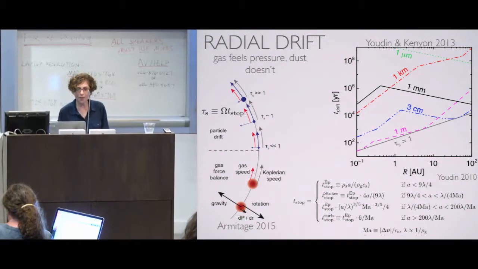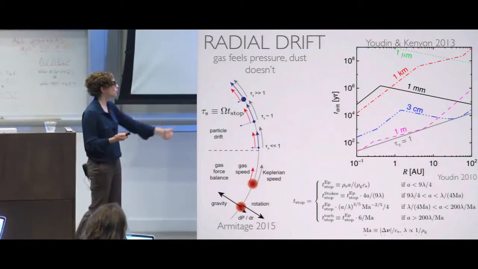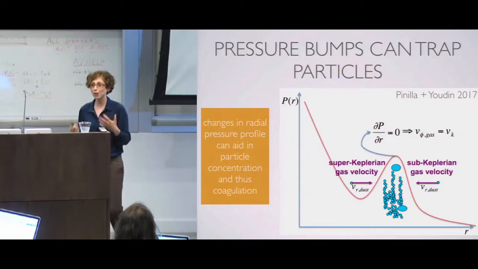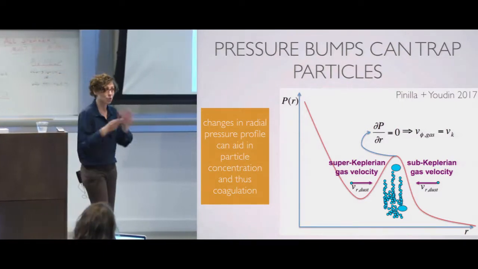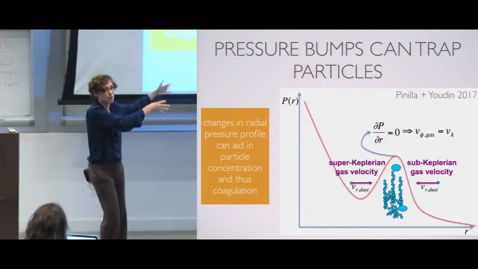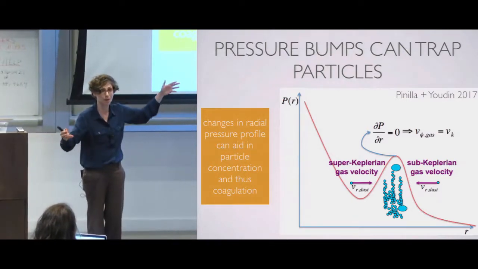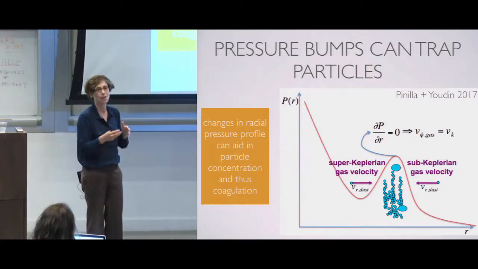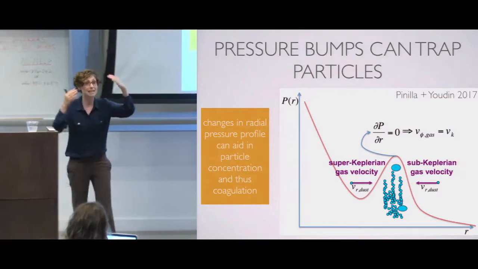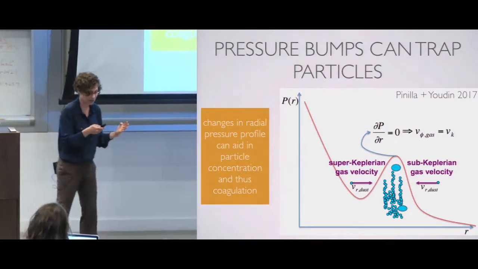Now, there's one thing that we now know can help us keep particles from just falling into the star, and these are so-called pressure bumps, okay? So this whole radial drift thing, right, all of it relied on the fact that there was high pressure on the inside, low pressure on the outside. You can think high temperature, high density, low density, and that was pushing back against gravity, causing the gas to orbit at a sub-Keplerian speed. So the particles felt a headwind.